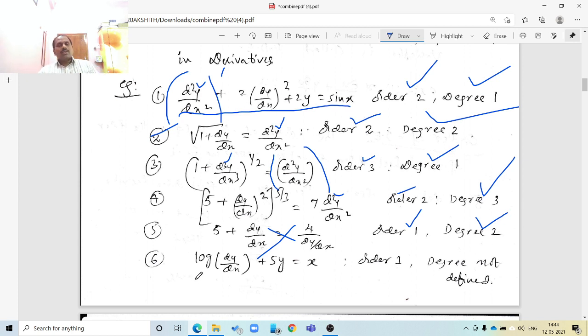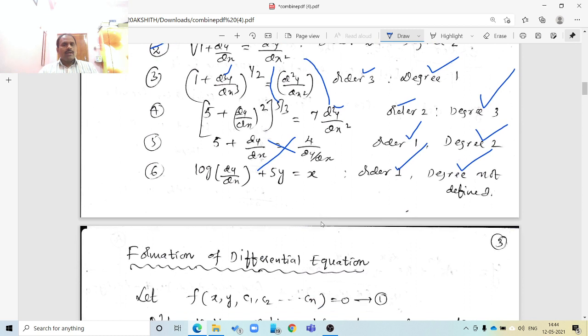And next you see the last one, log of dy by dx plus 5y is equal to x. No doubt only first order is there, therefore order is 1. It's very clear. And while finding the degree, it cannot be expressed as a polynomial, so therefore in this case degree is not defined. So this is the process to find order and degree of a differential equation.